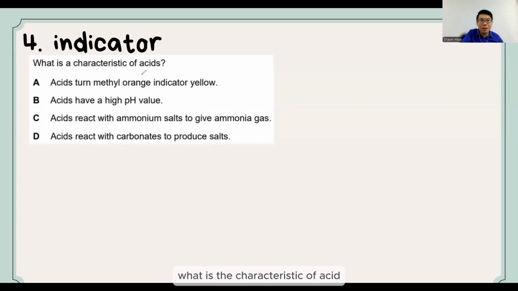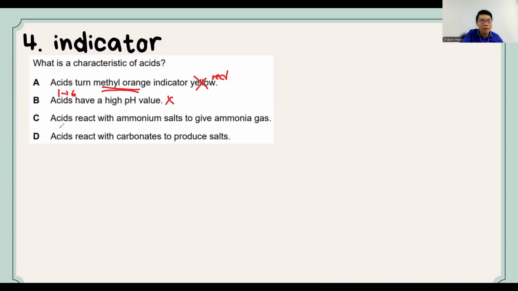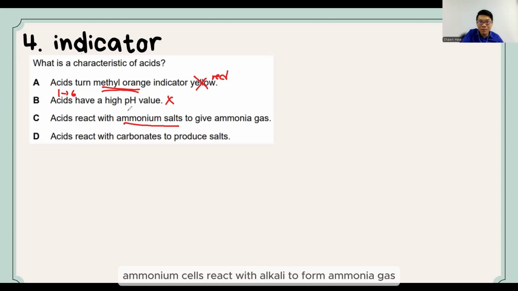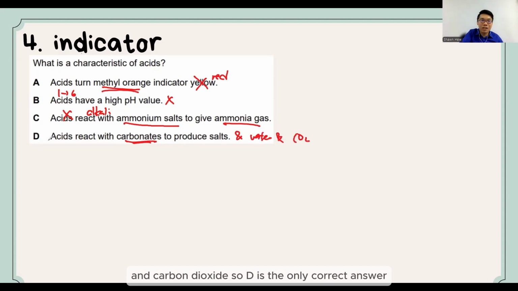What is the characteristic of acid? Acid turns methyl orange red. Acid has a high pH value? No, it's just 1 to 6. High pH value is alkali. Acid reacts with ammonium salts to form no. Ammonium salts react with alkali to form ammonia gas. Acid reacts with carbonates to produce salt, water and carbon dioxide. So D is the only correct answer.